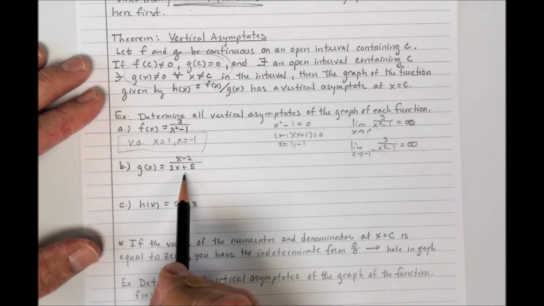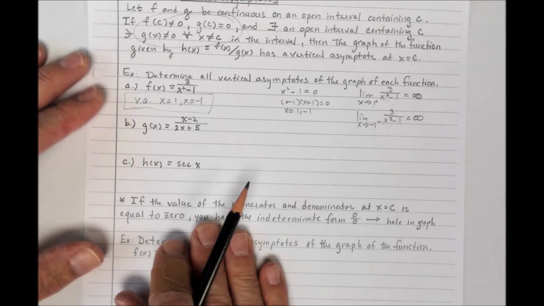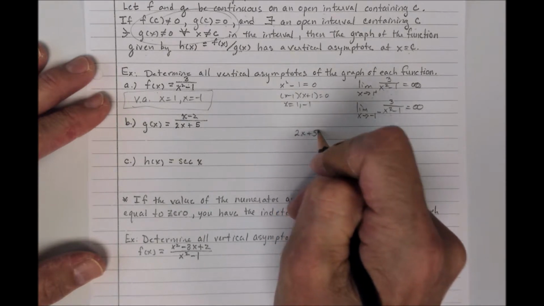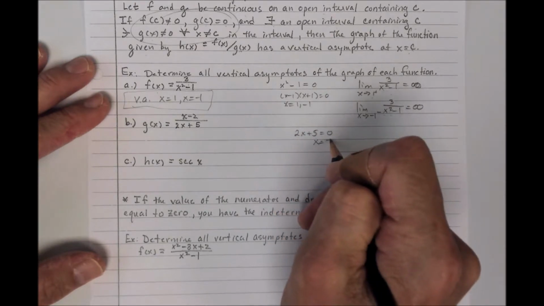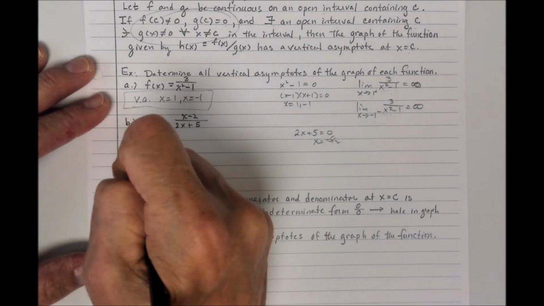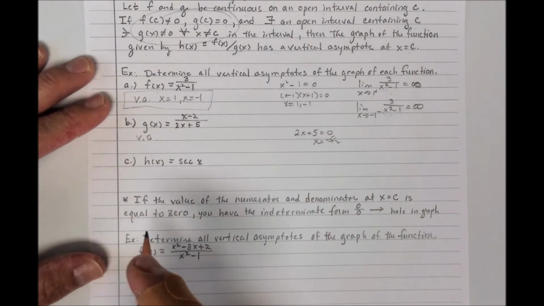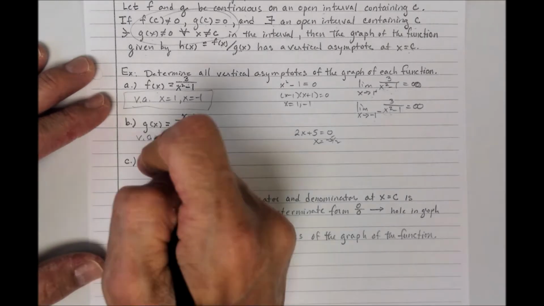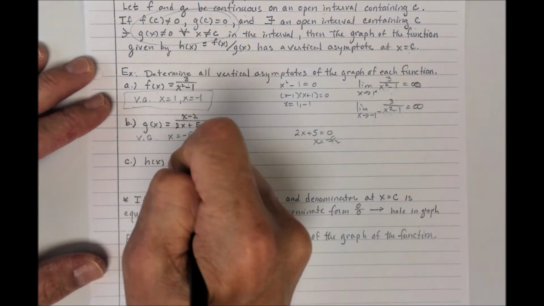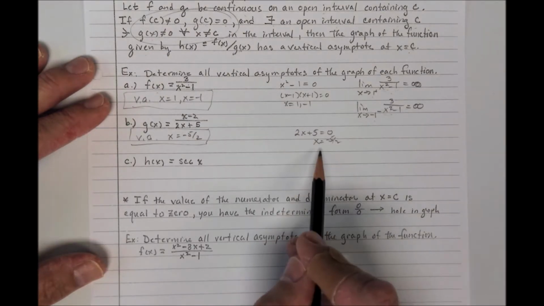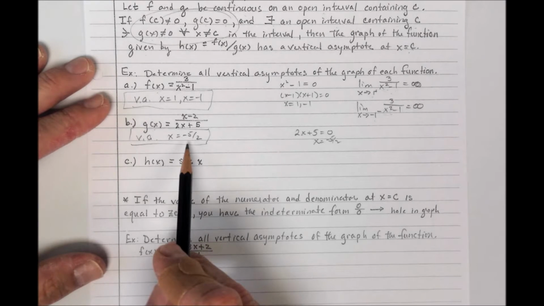Now in this case, in example B here, I take the denominator 2x plus 5, I set it equal to 0, I get x equals negative 5 halves. That's my vertical asymptote, and I'm sure of that because negative 5 halves does not make my numerator 0. Now again, if I wanted to verify this, then I would take the limit of g of x as x approaches negative 5 halves, either from the right side or from the left side, and show that I get an infinite limit.